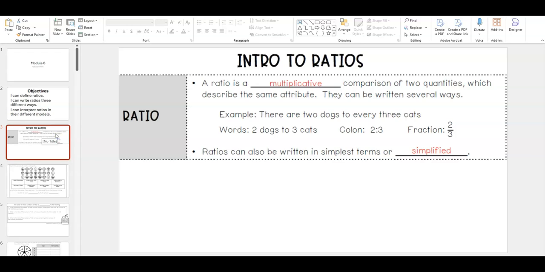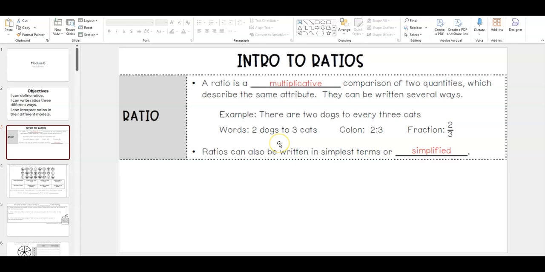All right, the first thing we're going to do is take a look at this vocabulary word right here, ratio. So a ratio is a multiplicative comparison. It just means that we're comparing two things using multiplication of two quantities. I usually just say a ratio is a comparison of two quantities, but knowing that it is compared with multiplication is helpful. And ratios are always comparing two things that have the same attribute.